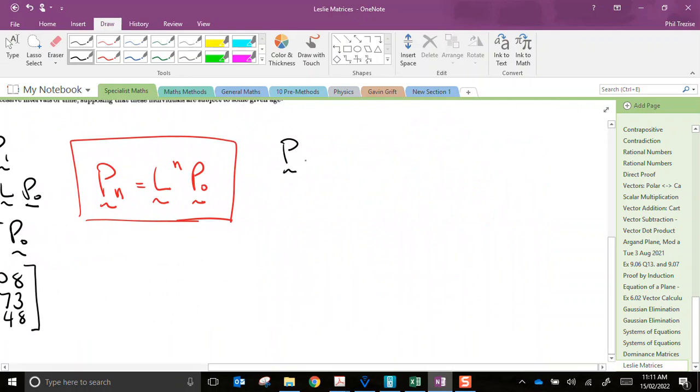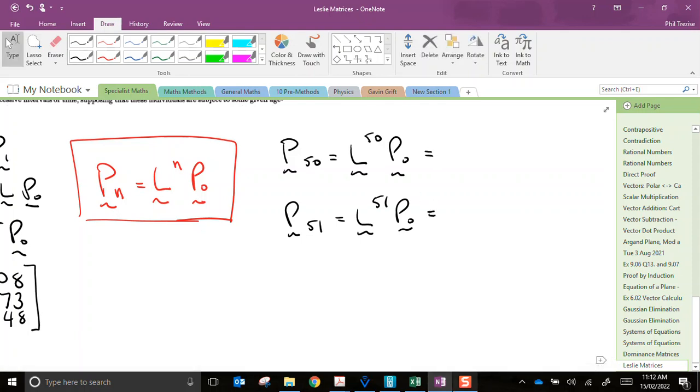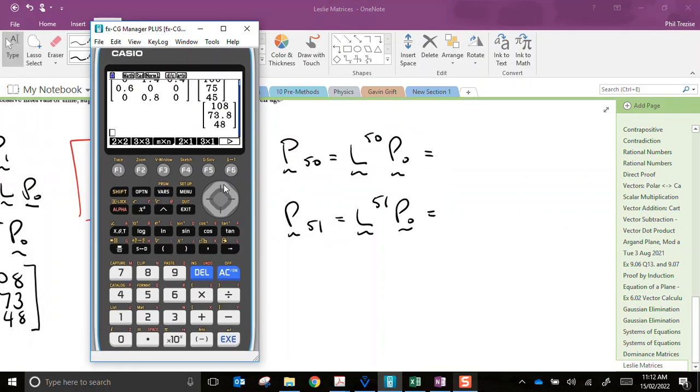So if we jump ahead to say population after 50 time periods, I would want the Leslie matrix to the power 50 times P naught. Then I'll compare that with 51. So a fairly large jump, but then the very next consecutive one. Now I'll just get my calculator going over here to do that. So I just have to go back and change that power to a power of 50.